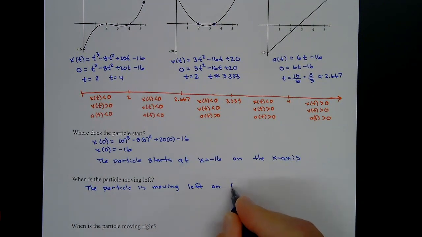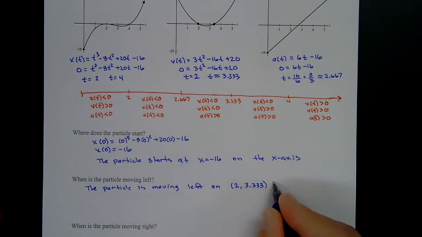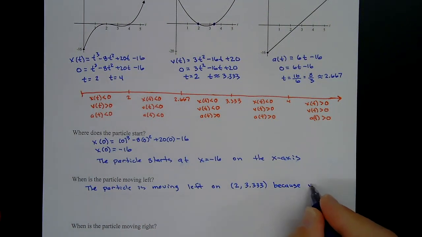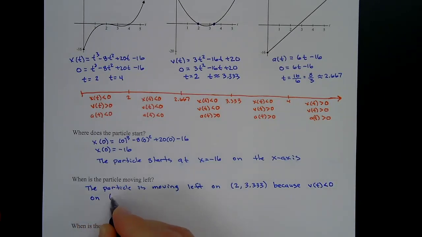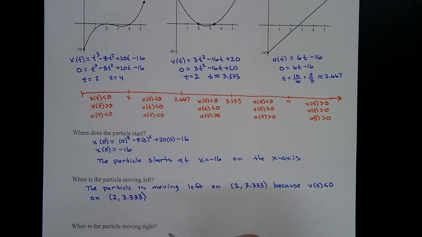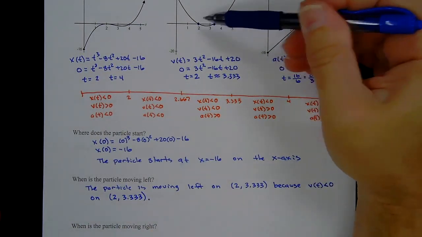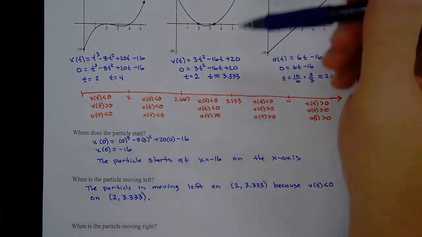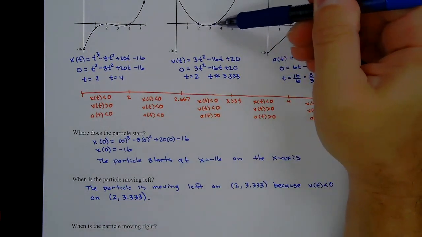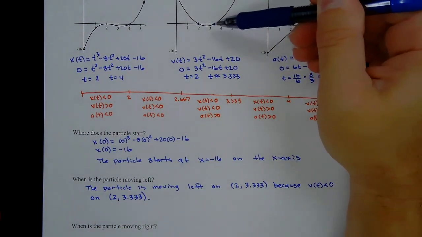on the interval (2, 3.333) because v of t is less than 0 on this interval, 2 to 3.333. Once again, do we include 2? No, because we're saying it's moving left because the velocity is negative, and the velocity is not negative at 2, and it's not negative at 3.333. That's why I'm not including them.